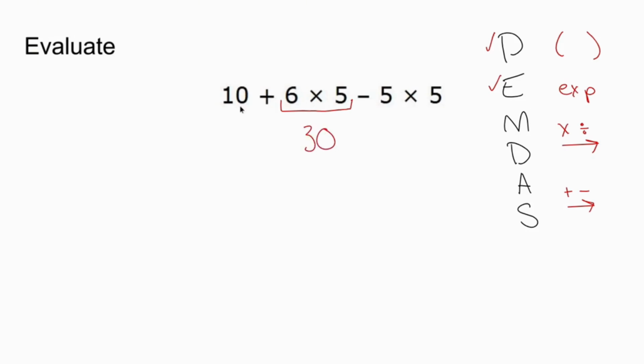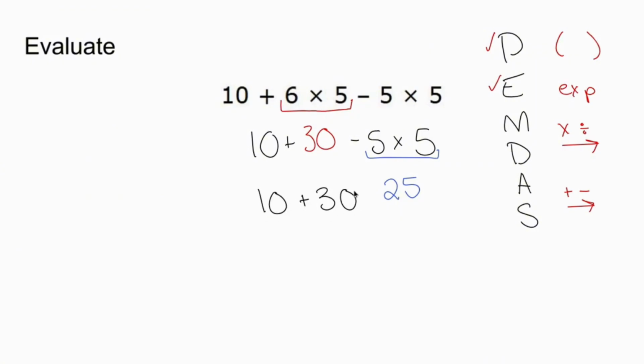That's 30. Now everything else that we haven't touched yet drop down. 10 plus drops down, minus 5 times 5 drops down. Do I have any more multiplication that I can do? Yes, I do. 5 times 5 right here is going to be 25. So drop down 25 and bring down everything else I haven't touched yet. So 10 plus 30 minus that 25.